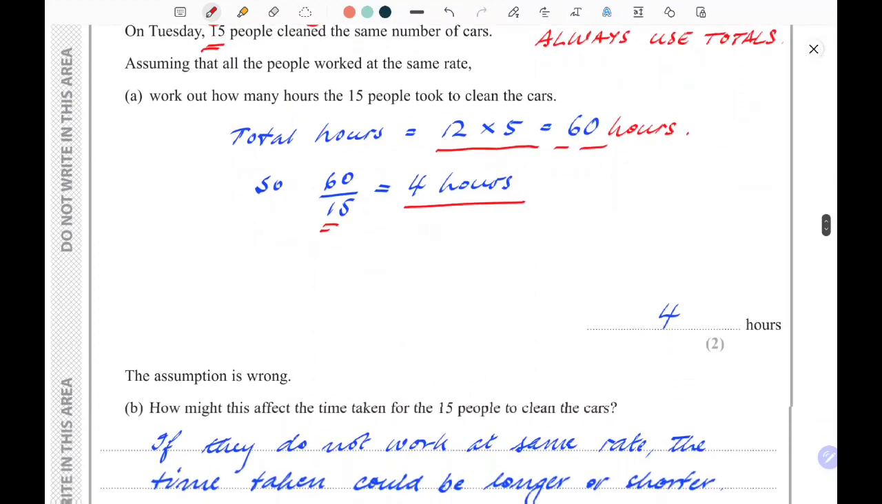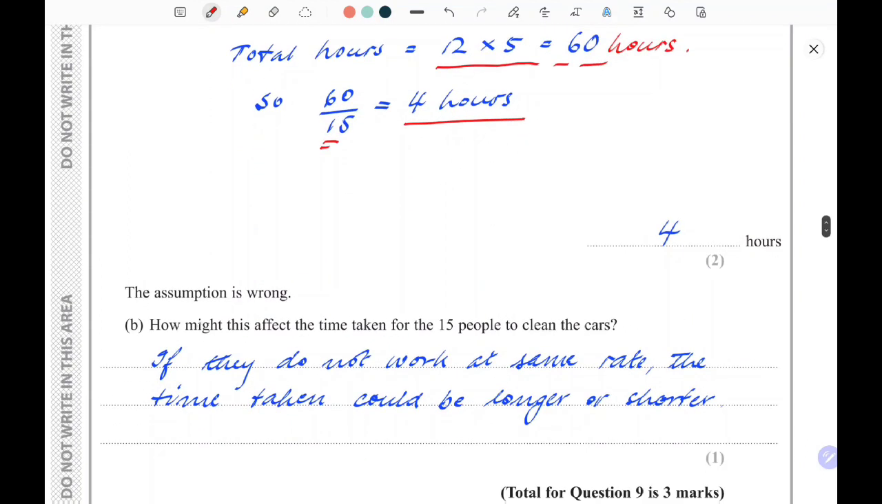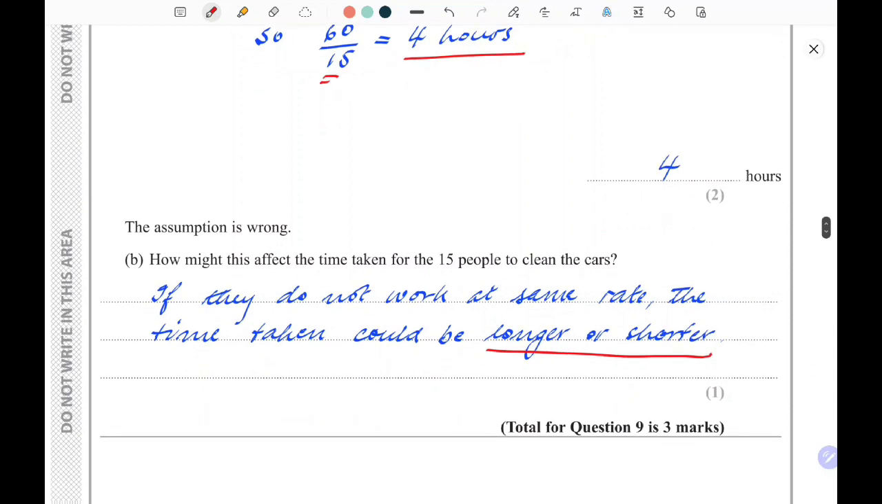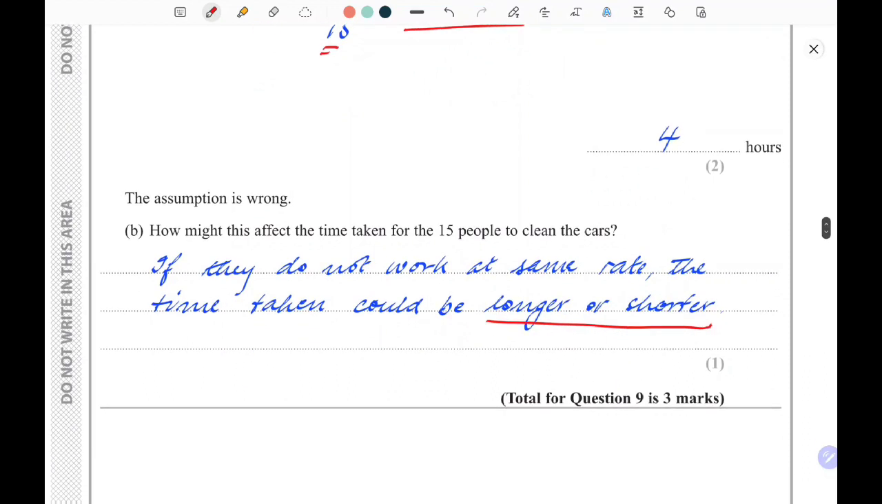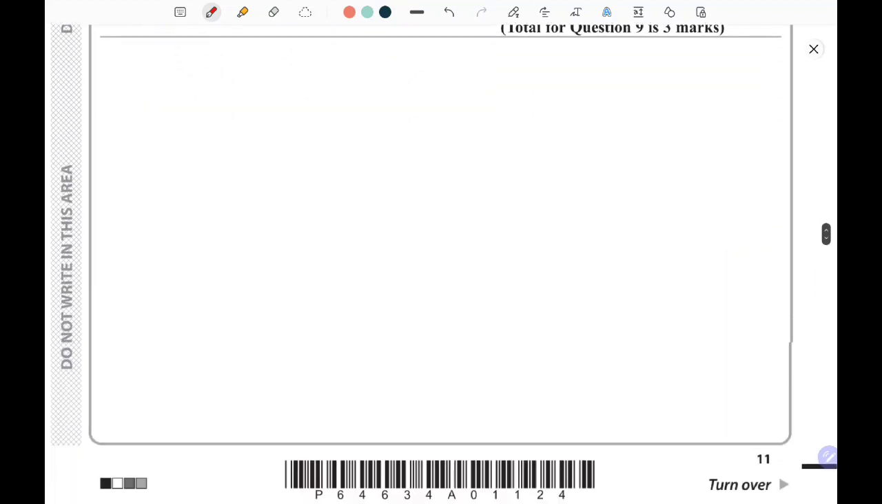Now, they've said, assuming that all people are working at the same rate, the assumption is wrong, it says. How might this affect the time taken for the 15 people to clean the cars? Well, if they do not work at the same rate, the time taken could be longer or shorter. It's a bit of a non-question, really, but that's all you have to say, that it's not going to be a straightforward calculation. It can be either way.